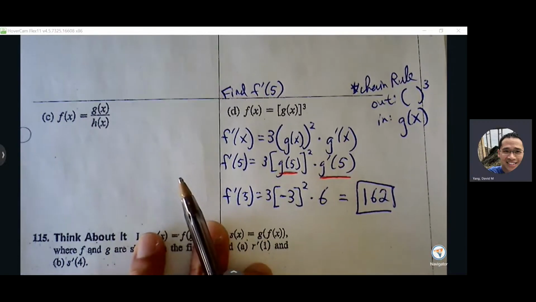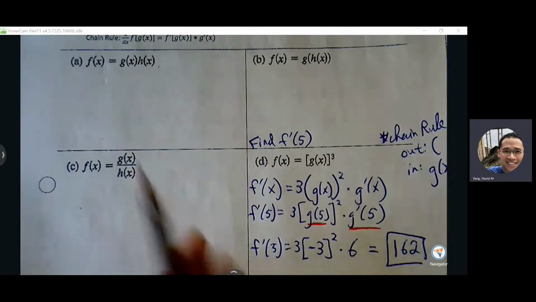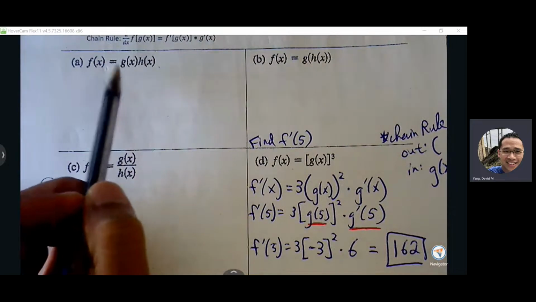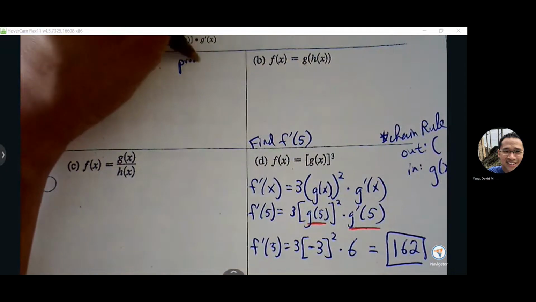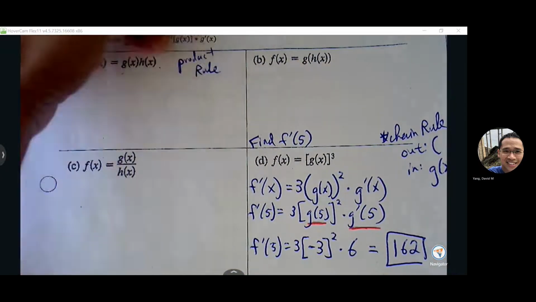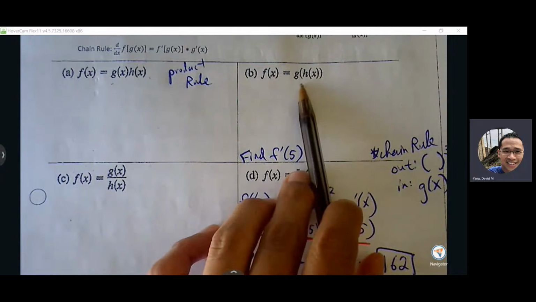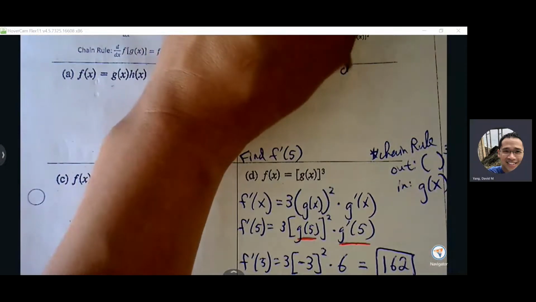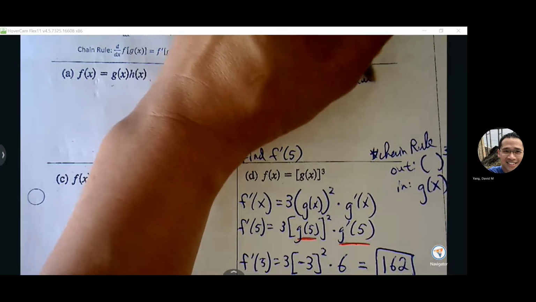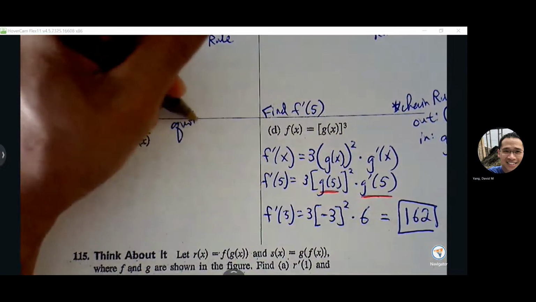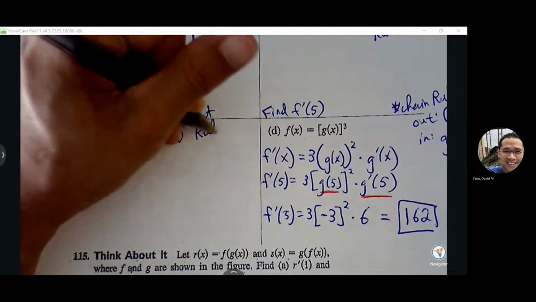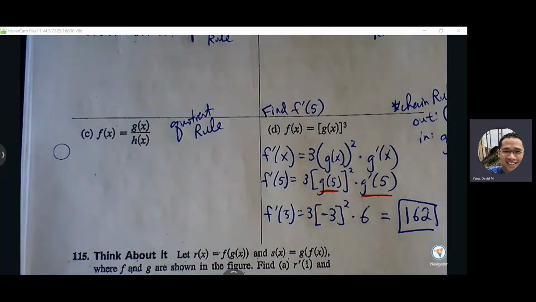Okay, we're going to skip over A through C, but let's just go through and make sure that we know the rules involved here. If I want to find a derivative here, I got to use what? This is product rule. If I want to find a derivative here, I'm going to use what? This is chain rule. Okay. Then for C, quotient rule. All right. Let's go to last page here.